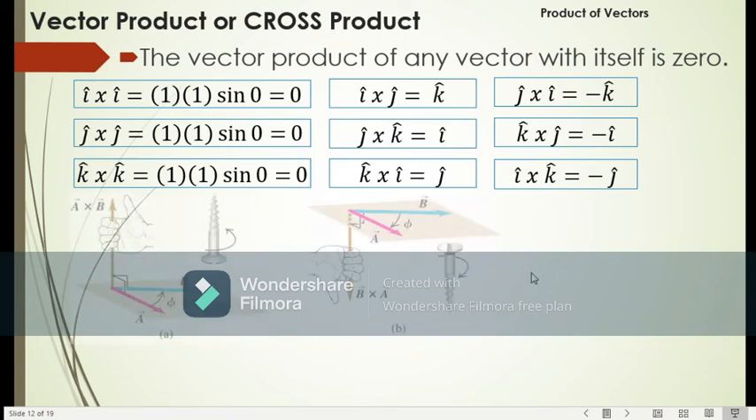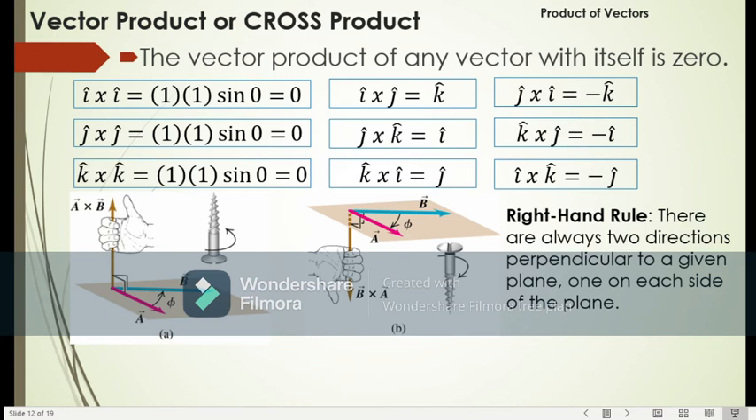That is because of the right hand rule. In our right hand rule, there are always two directions perpendicular to a given plane, one on each side of the plane. So as you can see here, using a right hand, A cross B will give us a vector that has a direction upward, while B cross A will give us an answer that has a direction of downward.